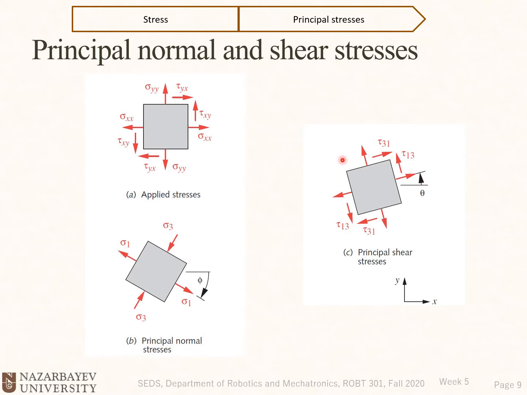And if we rotate the cube again, we could reach principal shear stresses, where the shear stresses are maximum. Okay, so this one is the principal shear stress coordinate system. So these shear stresses are maximum. So either 0 for principal normal stresses or maximum for principal shear stresses. And we need to find what is this theta.